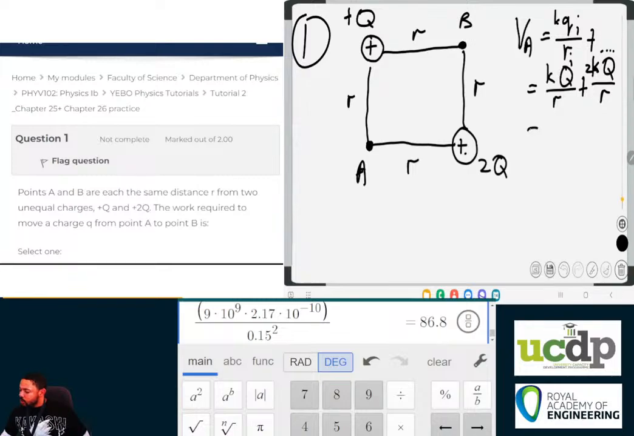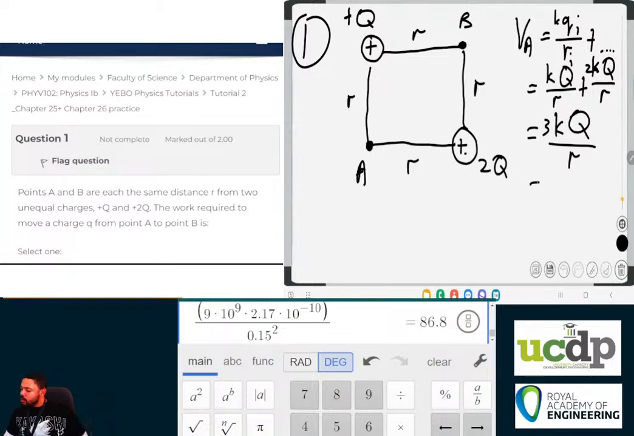So the potential at point A is equal to, let's add them up. If you add them up from your arithmetic from primary school, it should be 3kq over r. That is, if you add up kq over r plus 2kq over r, you will get 3kq over r. That's the potential at point A.